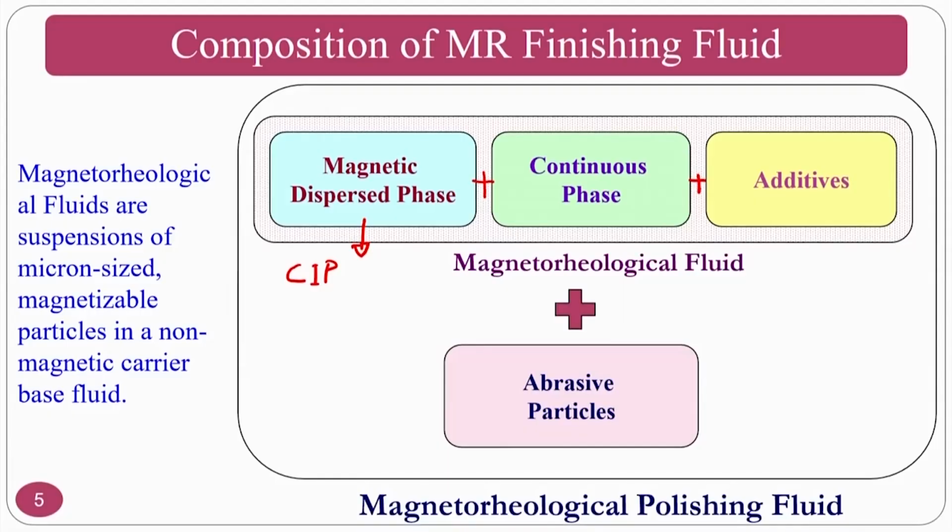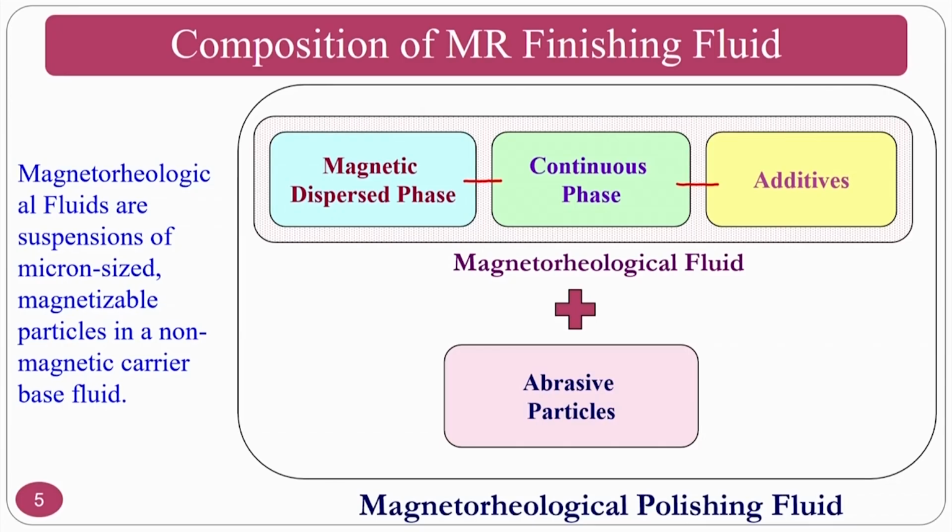Some examples are glycerin. So people will use glycerin and many other functionalizers to keep the two types of particles, that is CIP particles as well as abrasive particles, uniformly in a liquid, because what you are going to get here is a liquid or suspension type of thing. Okay. So magnetic phase particles plus continuous phase and additives give you a suspension which is a liquid, because you have to jet this liquid so that it will form the chains.